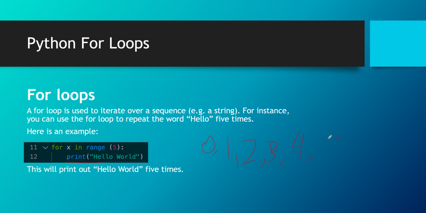Now it is 5. Do we print it out? Now, this range function doesn't include the number that's in the brackets. So it doesn't include the 5. So it's 0 to 4, which is 5 times. So it will print out hello world 5 times. It's not 1 to 5. It's 0 to 4. Okay, so remember that x starts from 0.